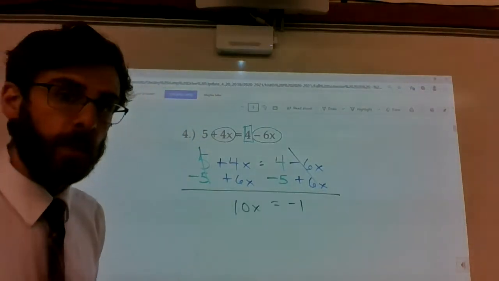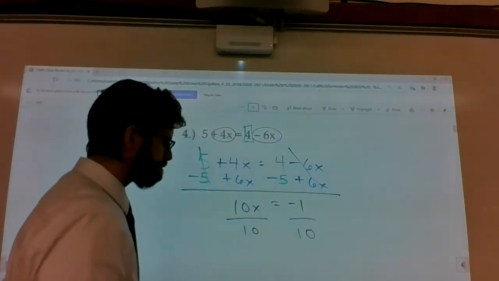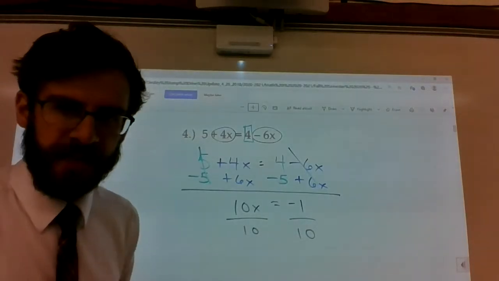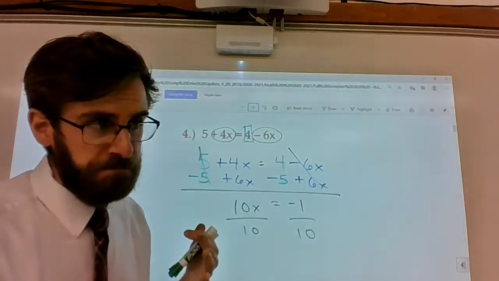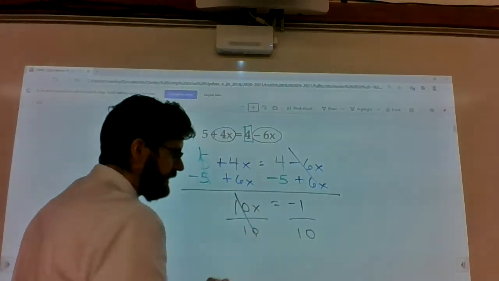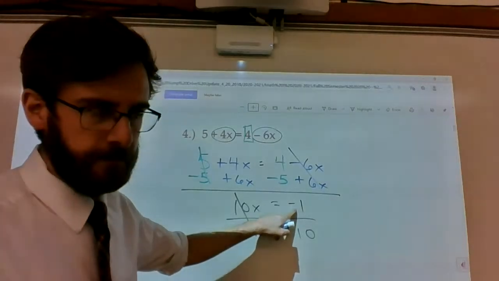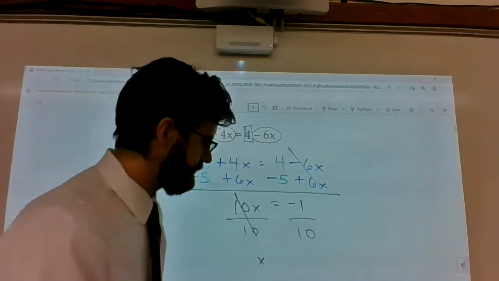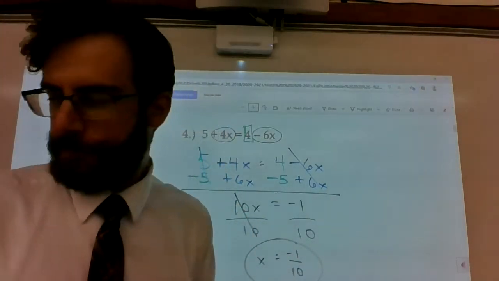At this point, we can divide by 10 on both sides. All right, this is oftentimes a common mistake among students. Students will think that, hey, negative 1 over 10 can be simplified to negative 10. But here's the deal. You can't simplify a fraction any further if the numerator is 1. If the numerator is 1, you're done. Hey, that's kind of catchy. If the numerator is 1, then you're done.